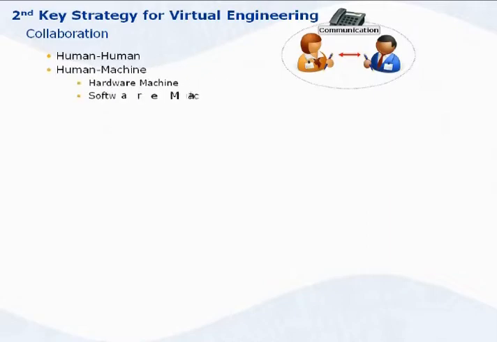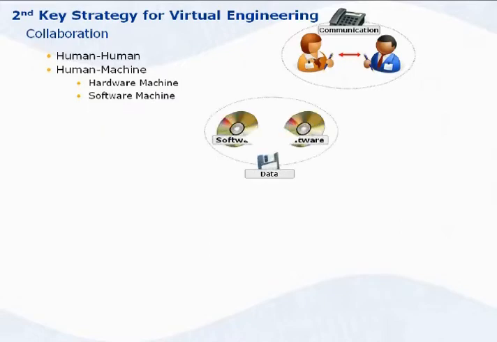Human-to-machine collaboration. This has to do with how people can collaborate with machines, whether the machines are software or hardware. In this case, it is important to consider how people will understand the software and the hardware, including user interfaces and data formats, and how people will understand the information and know-how that is stored in the systems.